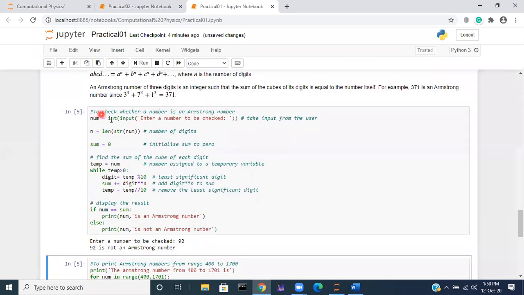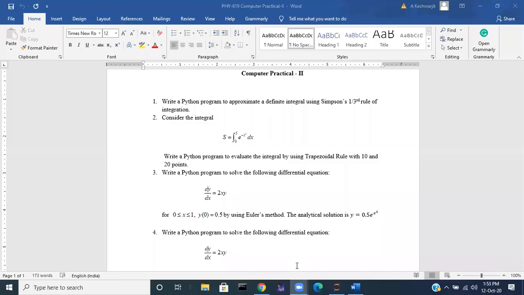So this is a program to check whether a given number is an Armstrong number or not. So let me pause the recording here.